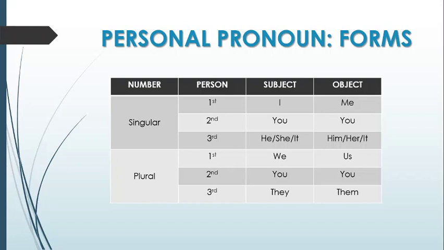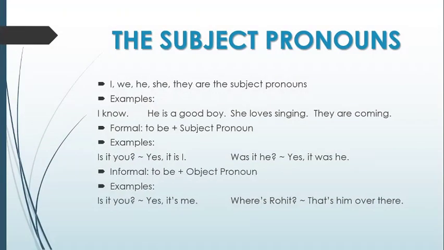In plural, first person, subject becomes we and object us. In second person, again you and object too remains you. Finally, in third person, subject is they and object is them. Now let's talk about the subject pronouns. I, we, he, she, they are the subject pronouns.